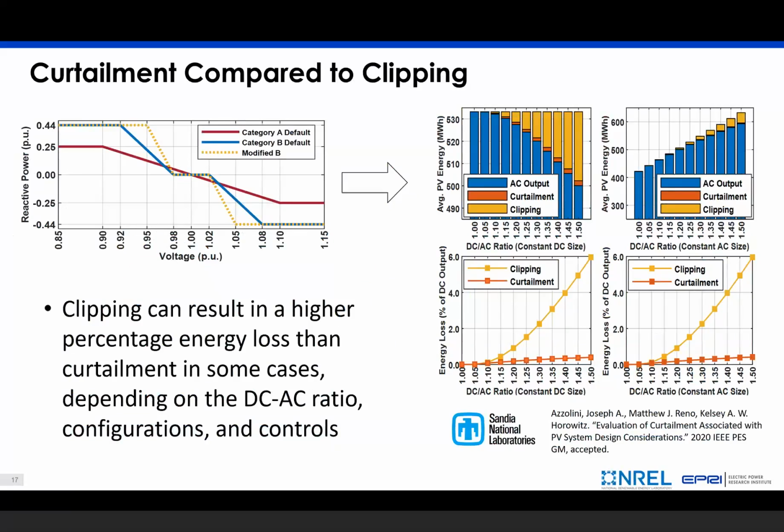So here you can see the AC output clipping and curtailment at different DC to AC ratios using the category B volt-var curve from the IEEE 1547 standard. And what you can really see is that in this case, the curtailment is very minimal, whereas the clipping can be somewhat significant, up to a few percent of the DC output over the course of a full year, depending on that DC-AC ratio.